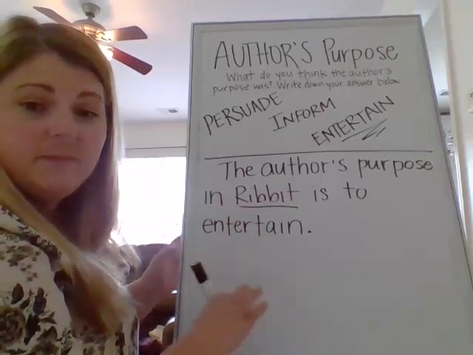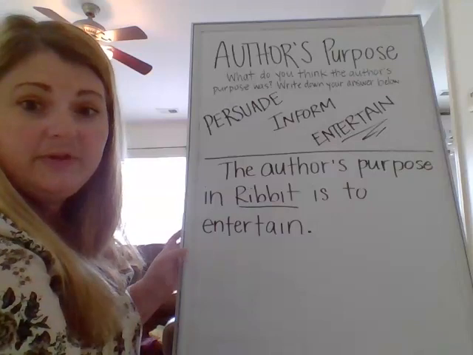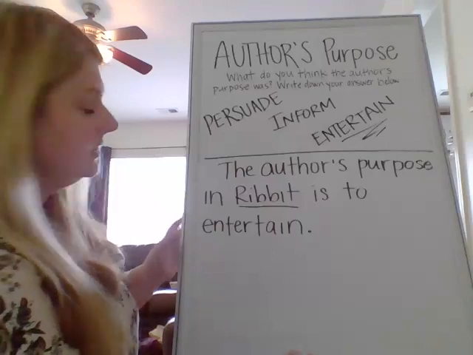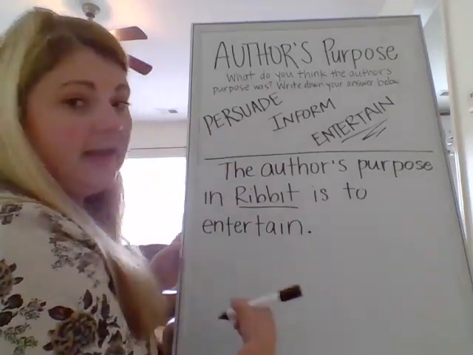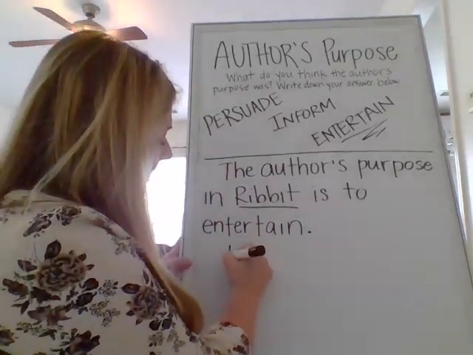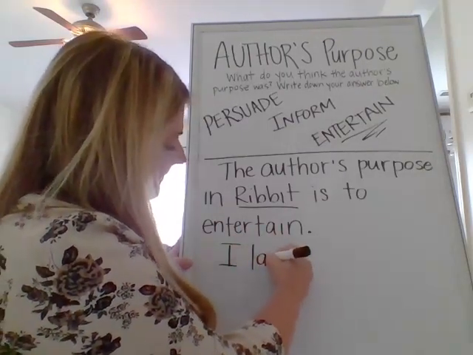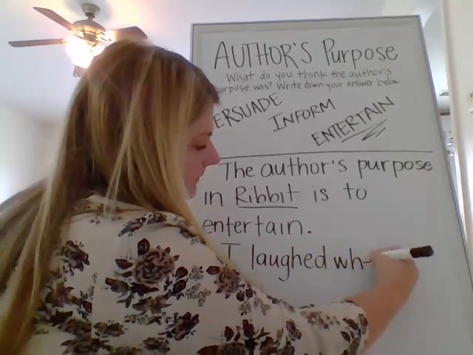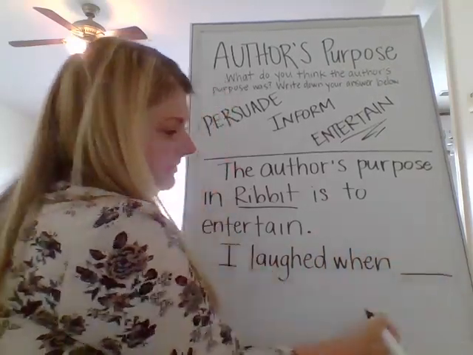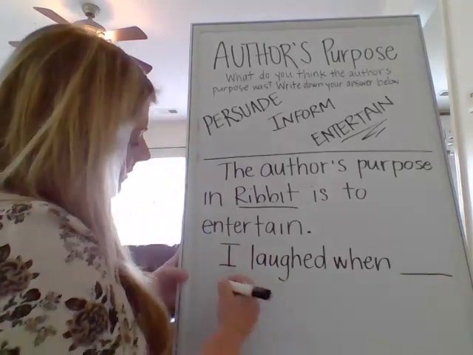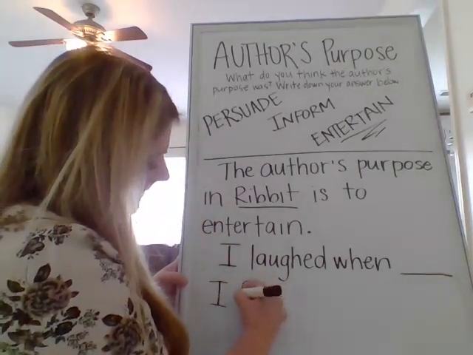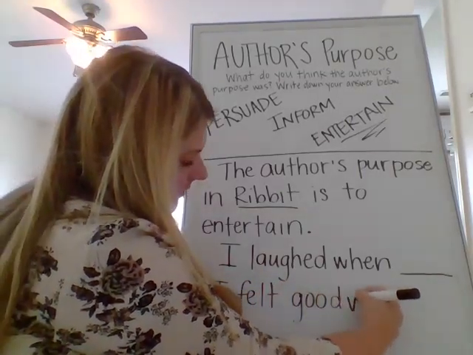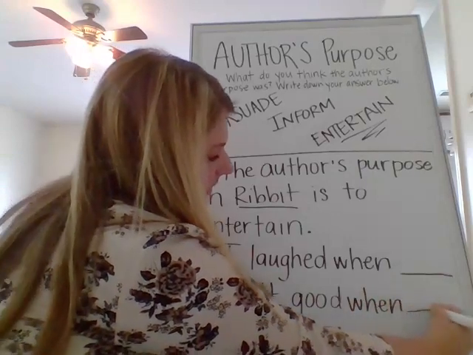I'm going to do a couple of sentence beginnings to help some people if they want more help. So the author's purpose in Ribbit is to entertain. If you want to talk about when you laughed, you might start it like this. I laughed when. And then you would tell your reason, okay? Or you might say, I felt good when. And tell me when.